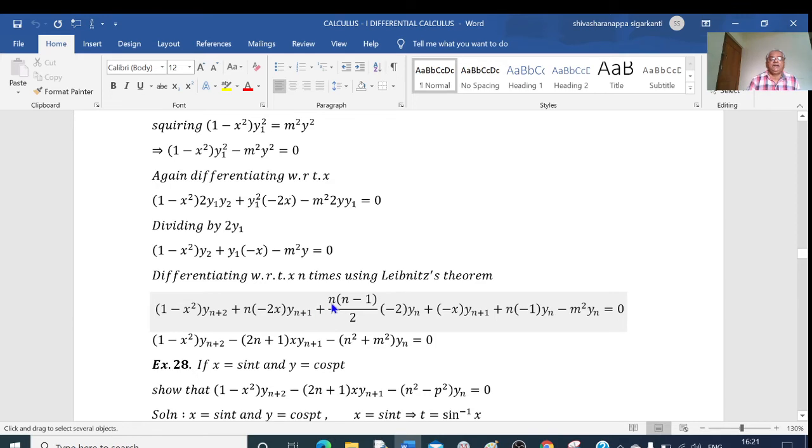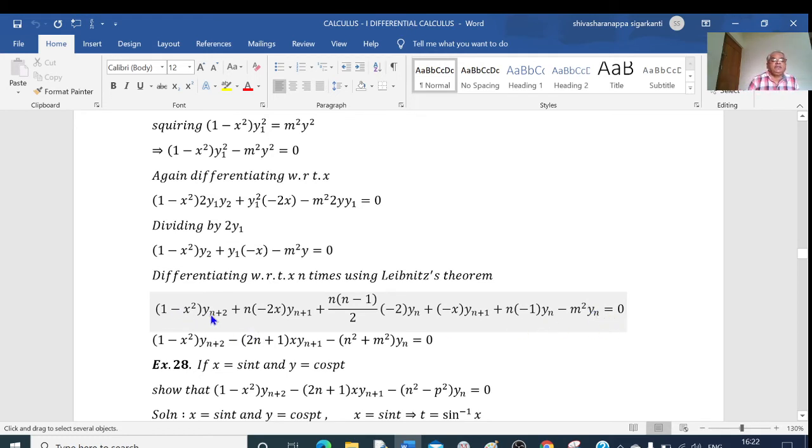Next term is nC2, that is n into n minus 1 by 2 factorial into derivative of this term is minus 2 into 1 less derivative of this is yn. So the nth derivative of the first term ends here, plus. Coming to here, I will take the first function as minus x into nth derivative of y1 is yn plus 1, plus nC1 is n into derivative of minus x is minus 1 into 1 less derivative of this is yn. Okay, this is the nth derivative of the second term, minus m square constant as it is, nth derivative of y is yn is equal to 0.